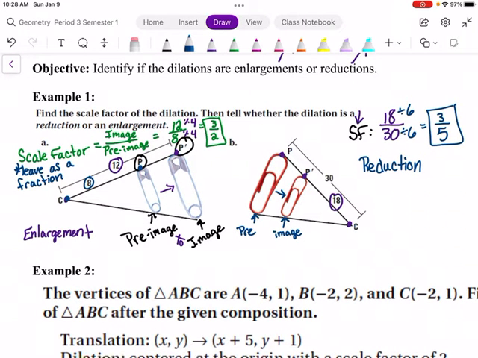So one thing I want to point out, if we have a reduction, your scale factor is less than 1. So you'll notice 3/5 is less than 1. If we have an enlargement, this means our scale factor is going to be greater than 1, and 3 over 2 is bigger than 1. So when our scale factor is bigger than 1, it's going to result in a larger image.